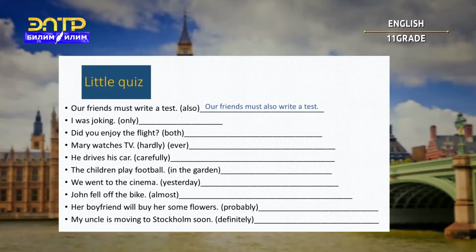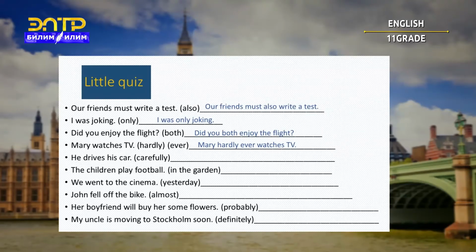Let's get started. First one. I was joking. And the answer is I was only joking. Number 3. Did you enjoy the flight? And here you are right. Did you both enjoy the flight? Mary watches TV. So you have to use here the words hardly ever. And Mary hardly ever watches TV, and you are again right.